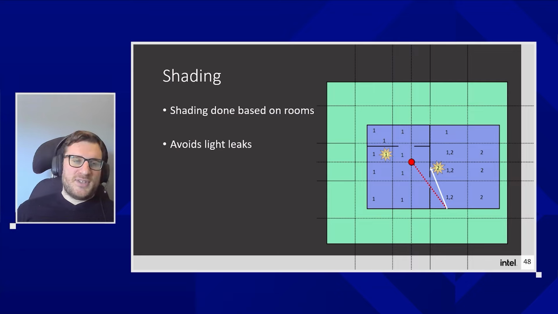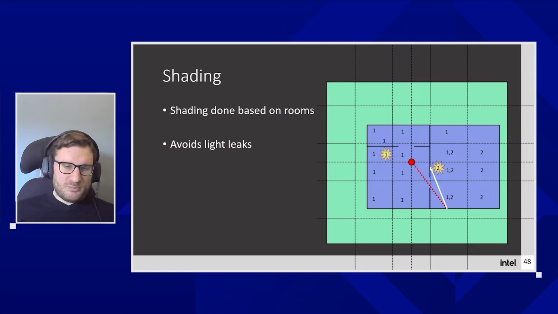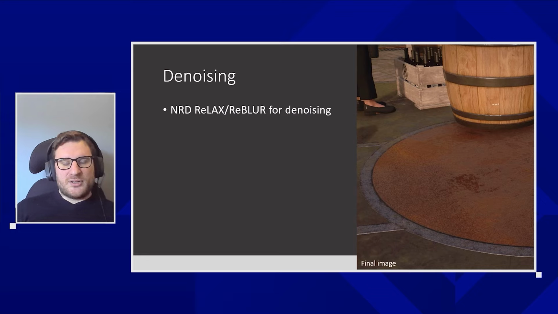Now we have the output from our algorithm, which is the lit result. Of course, the lit result is noisy, because the rays have some randomness to them, that can also be temporal. As you can see on the right image, this is the final image without any denoiser.